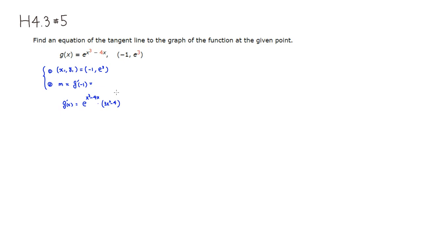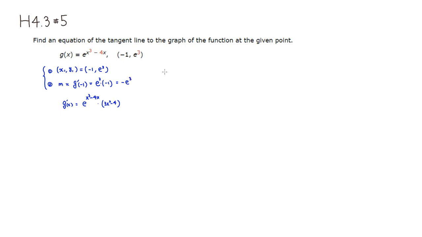If you plug in -1, we get e to the... -1 cubed is -1, and -4 times -1 is +4. So it's -1 plus 4, which is e cubed. And then multiply by, plug in -1 here. -1 squared is 1, 3 times 1 minus 4 is -1. So you can see that this is just negative e cubed.